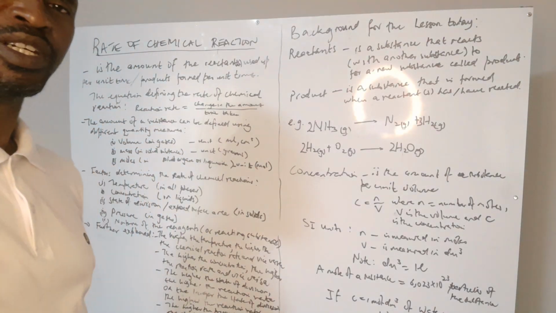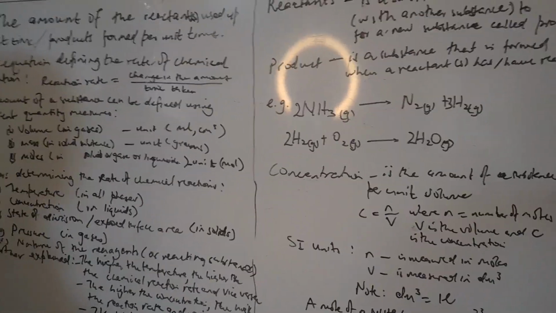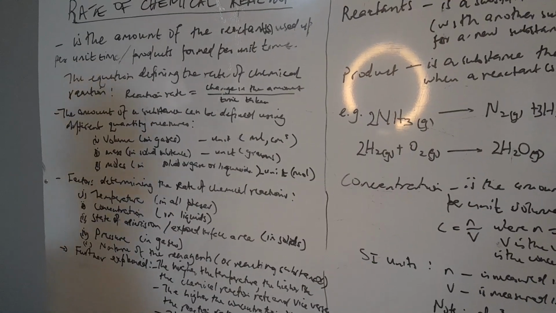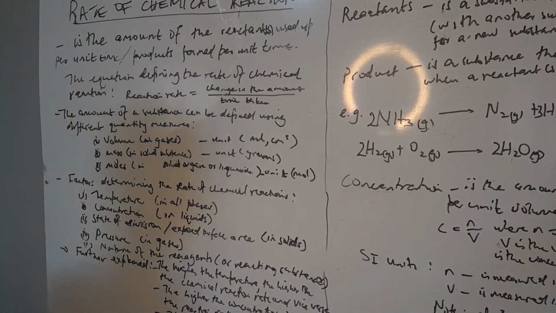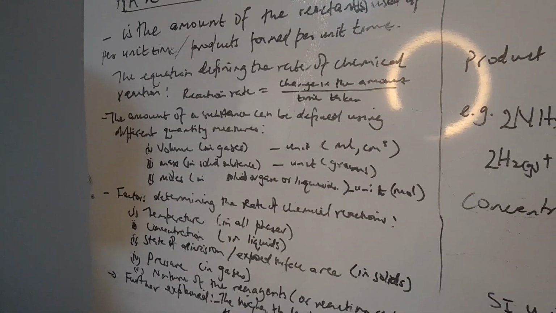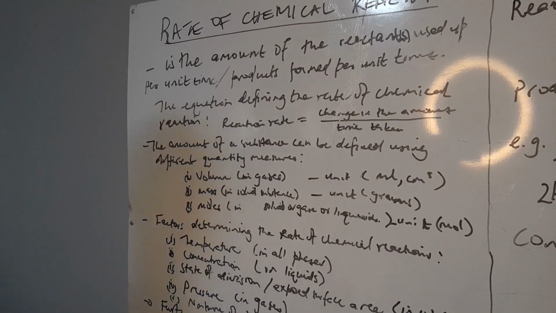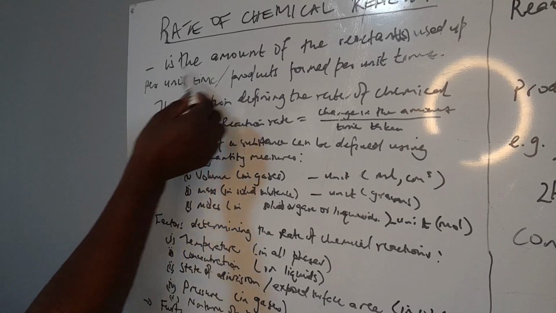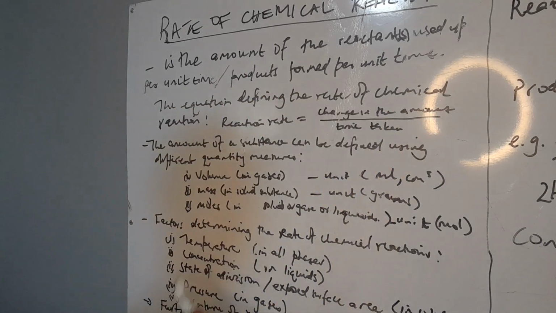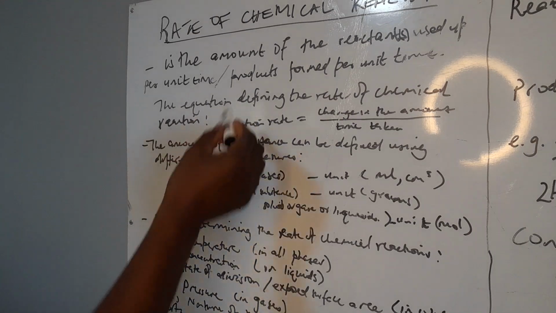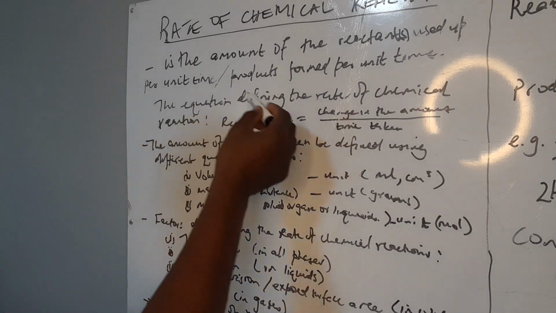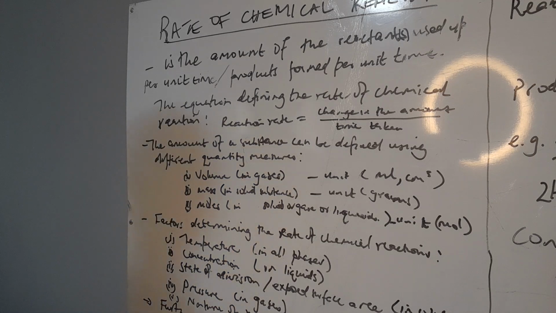Now, continuing with our lesson, we have to look at the rate of a chemical reaction as I said when introducing my lesson. The rate of a chemical reaction, to us as people who are doing physical sciences, is the amount of the reactant or reactants that are used up per unit time, or the amount of the product or products formed per unit time.